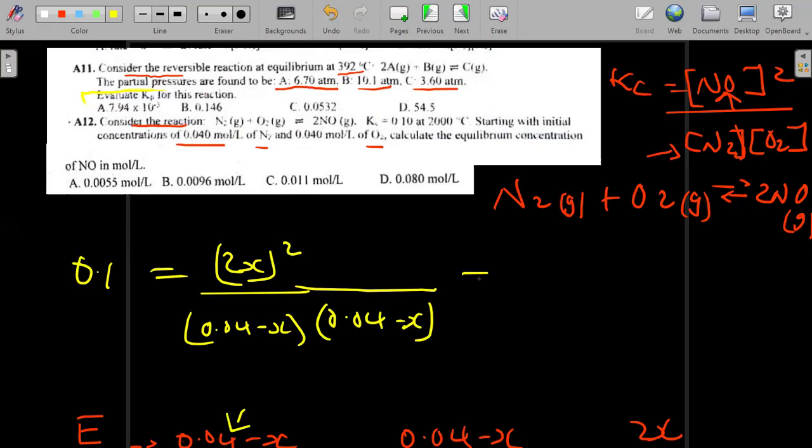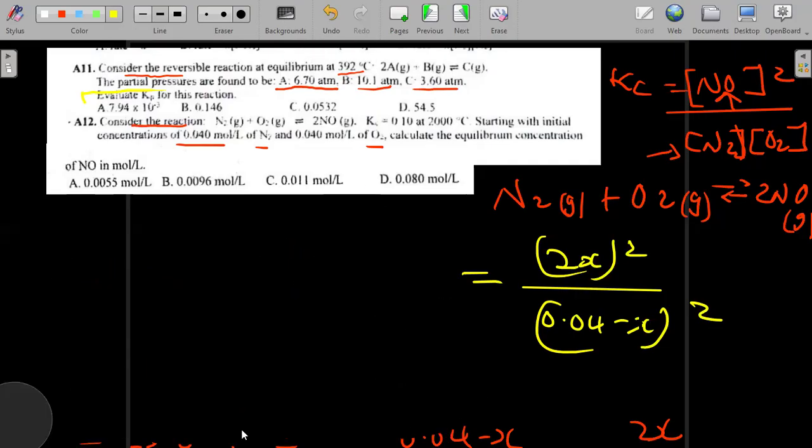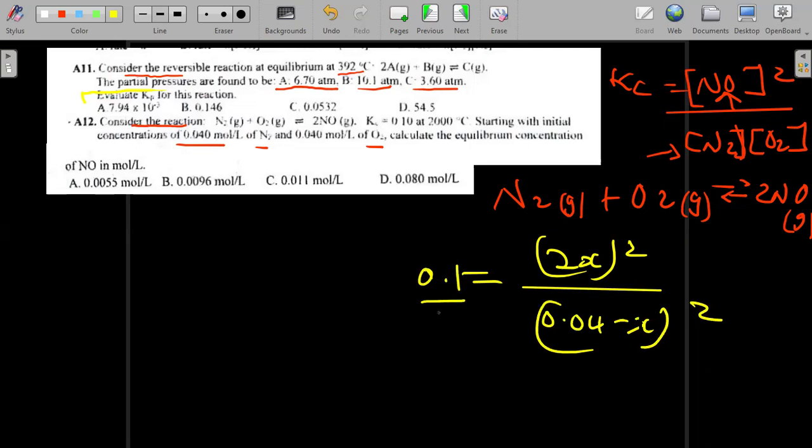So from here, we can say that what we have is just 2X squared divided by 0.04 minus X, squared. Our goal there is to find the value of X. So what do we do from there? We just cross multiply, and after cross multiplying, we try to find the value of X. So we are going to get a quadratic equation here. We have that 0.1 is equal to this. So when we cross multiply, we're going to get 4x squared.